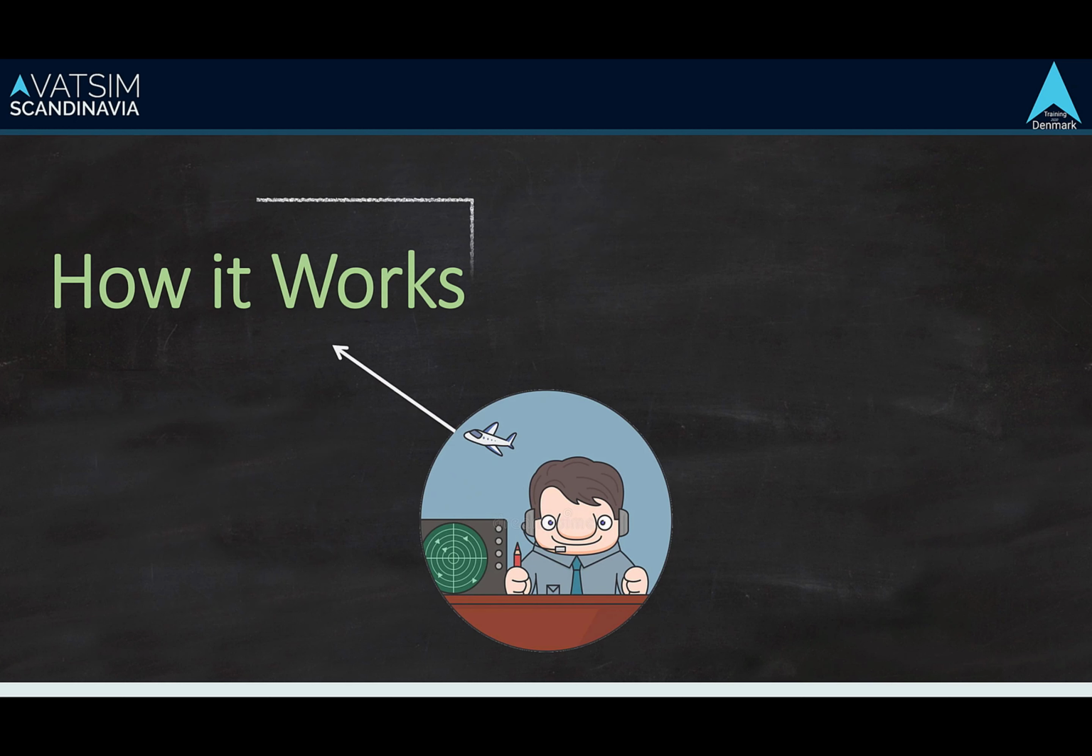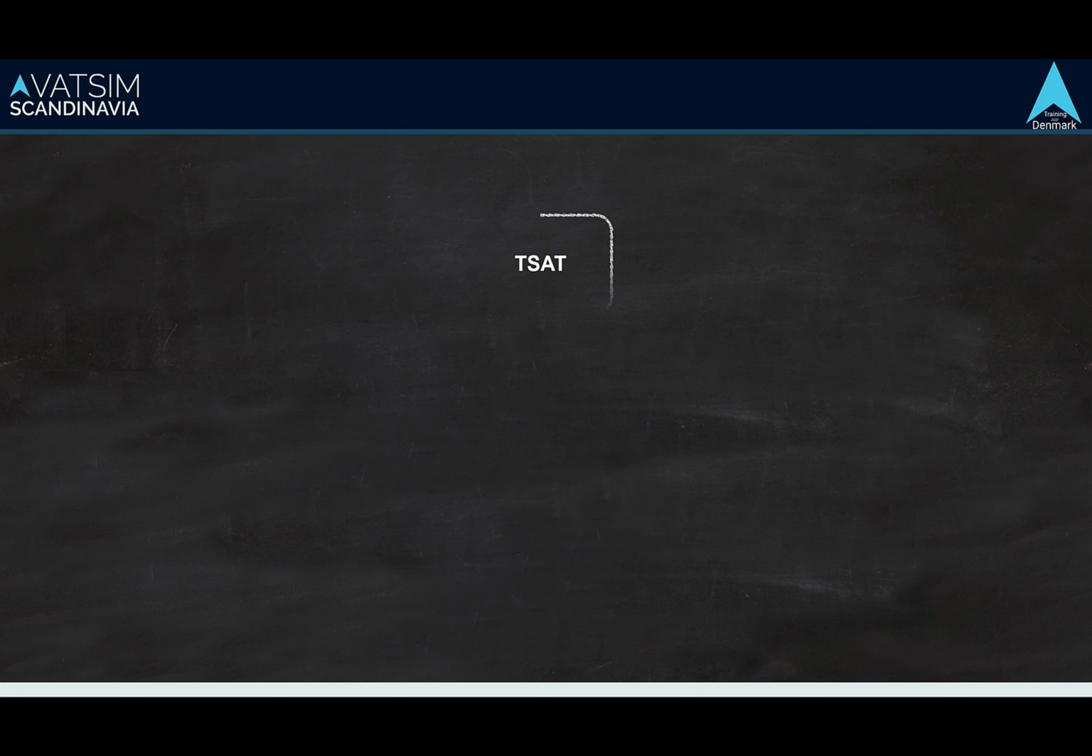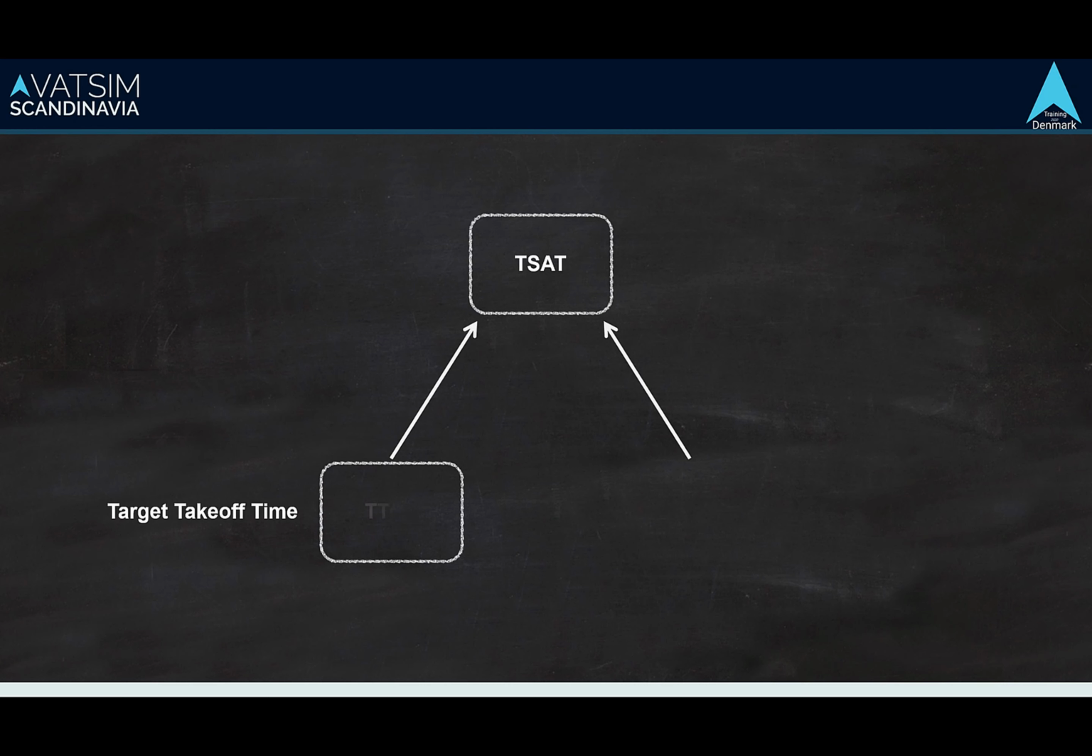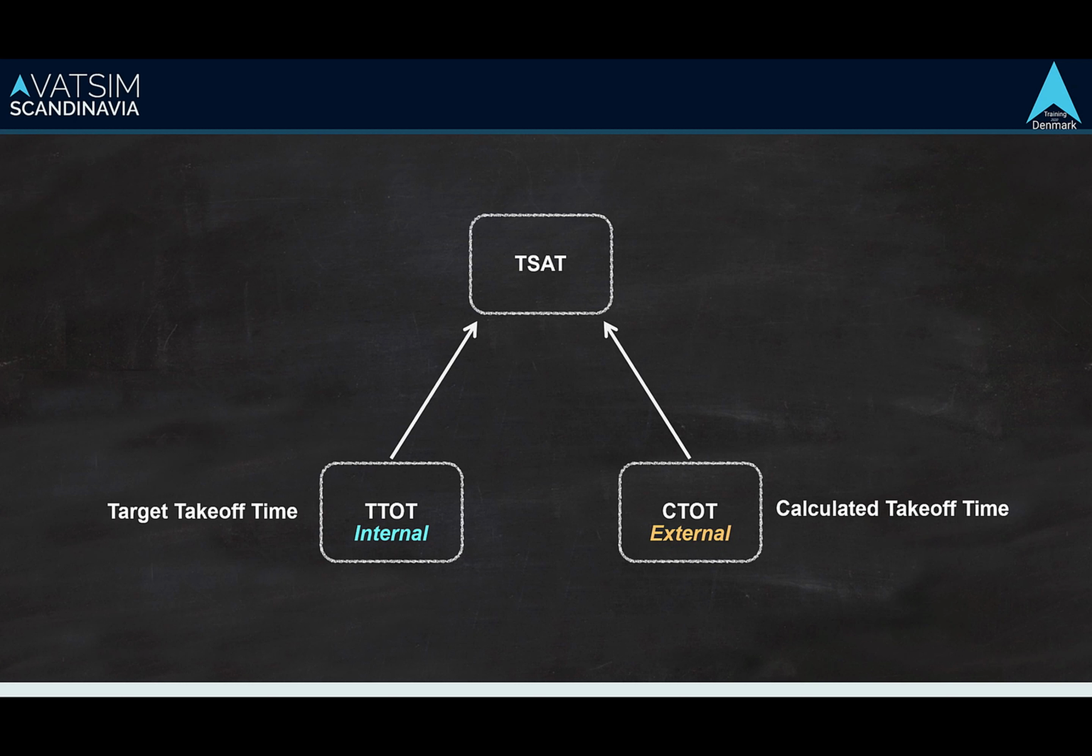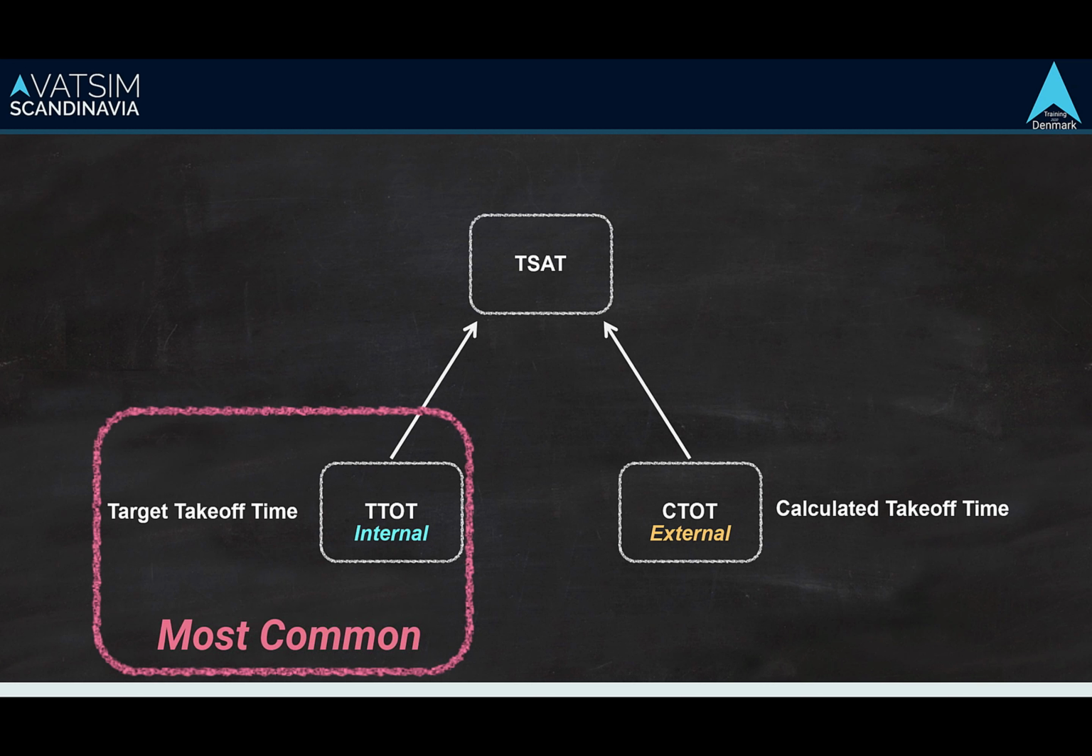So, how does this time get to be? Well, it's a bit technical, but you do need to know this background information. The TSAT is deduced from two other times depending if the restriction is internal or external. These are the target takeoff time, known as the TTOT, and the calculated takeoff time, which is known as the CTOT. Target takeoff time being the governing factor if it's an internal restriction to optimize movement in Copenhagen, and a CTOT if the restriction is external, for example cross the pond real-time events or other events where people have pre-booked and need to be airborne at a very specific time. The internal restriction, however, is the most common one used.